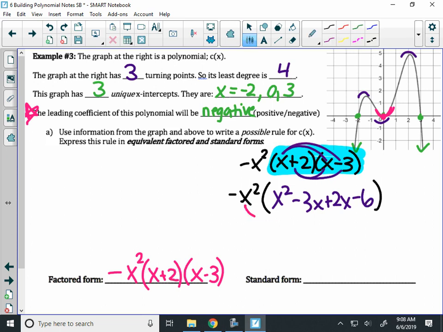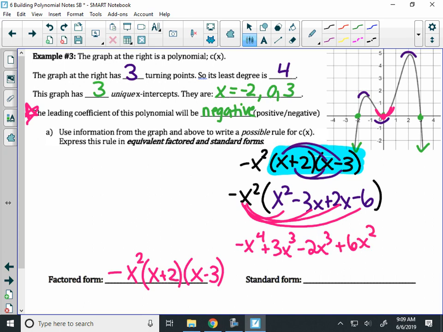And then you can go ahead and distribute the negative x squared. I have negative x to the 4th, which is good. I want a degree 4, plus 3x cubed minus 2x cubed and plus 6x squared. And I'm going to combine my like terms here to simplify. Negative x to the 4th, 3 minus 2 is positive 1, x cubed, and 6x squared.